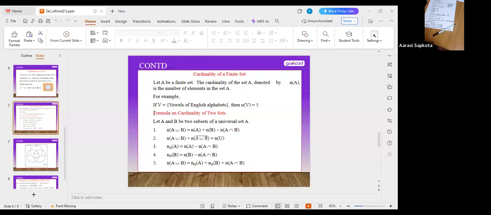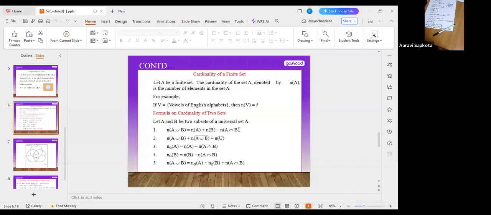You can see the formulas on the cardinality of two sets. There are altogether 5 formulas. n(A union B) is equal to n(A) plus n(B) minus n(A intersection B). This is because while adding n(A) and n(B), some elements of A intersection B get repeated. They come twice. So once we have to subtract. Actually we have to subtract. That is why n(A union B) stands for n(A) plus n(B) minus n(A intersection B).